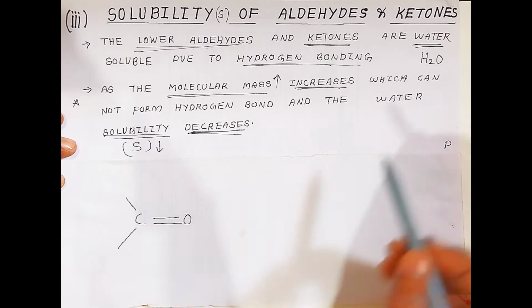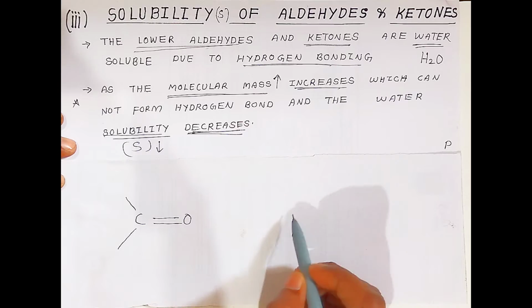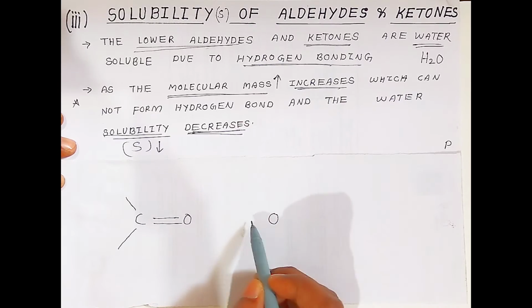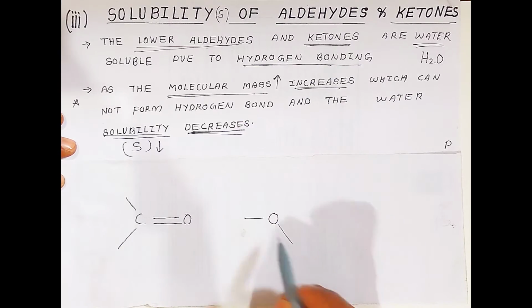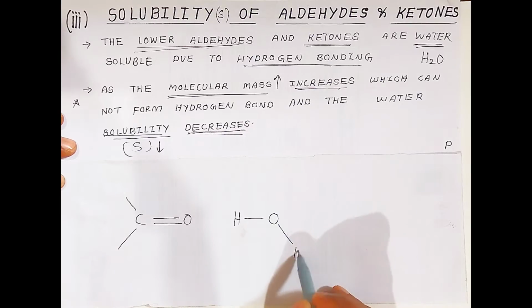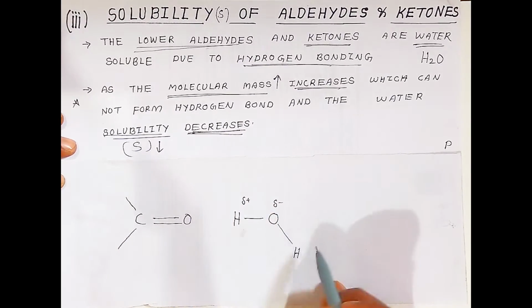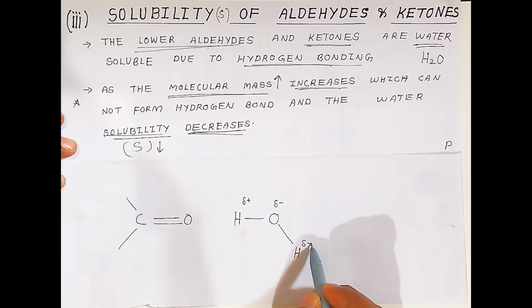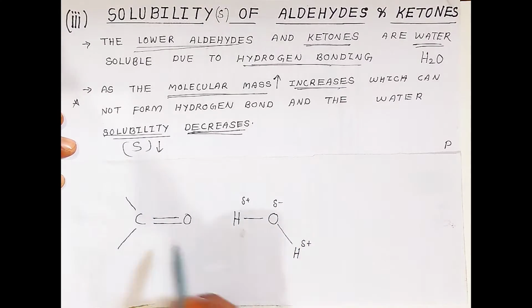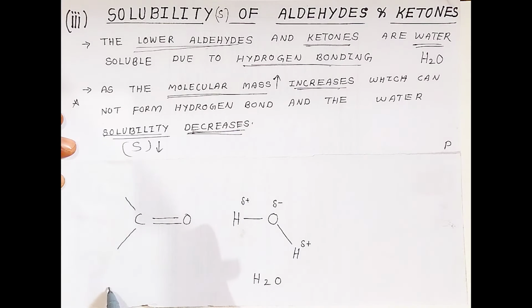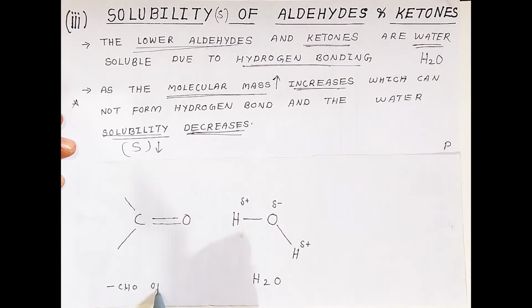Now students, we are going to draw the water molecules. Water having oxygen and hydrogen bond, students. This hydrogen of water is having partial positive charge and this oxygen is partial negative. Here also this hydrogen will have partial positive and this oxygen is partial negative. Now this is the water molecule, students. And here also this is an aldehyde, RCHO, or you can say ketone.